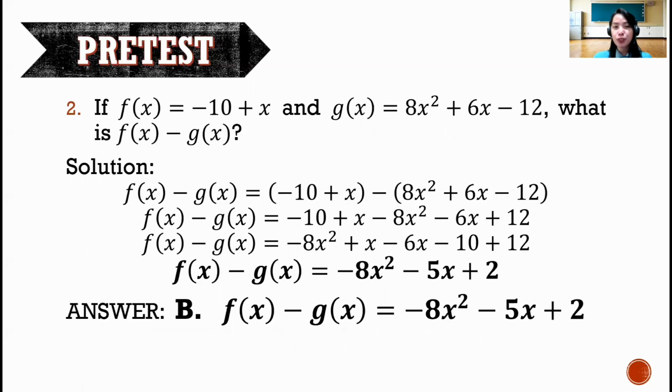What about for number 2? If f of x equals negative 10 plus x and g of x equals 8x squared plus 6x minus 12, what is f of x minus g of x? This is the complete solution. Our final answer here in number 2 is letter B. F of x minus g of x equals negative 8x squared minus 5x plus 2.